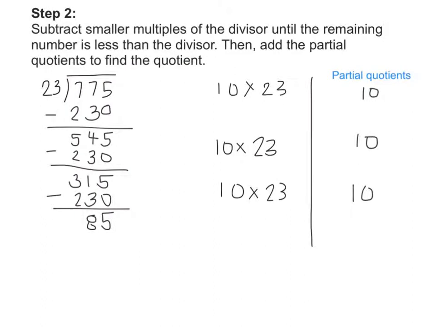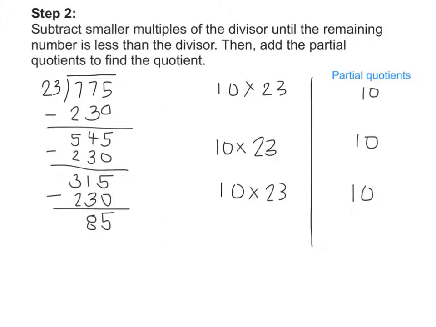Okay, so now step 2 says because our remaining number 85 is smaller than our multiple, which is 230, subtract smaller multiples of the divisor until the remaining number is less than the divisor. Then add the partial quotients to find the quotient. So we subtracted 10 groups of 23, 10 groups of 23, 10 groups of 23. Can we subtract another 10 groups of 23?